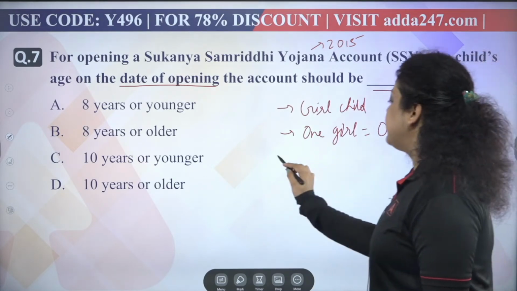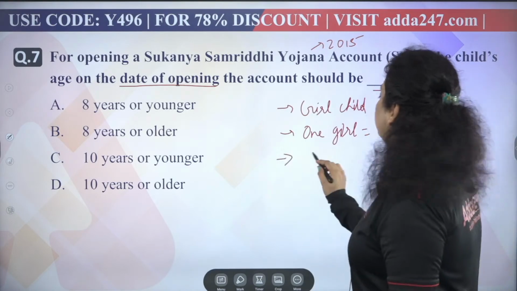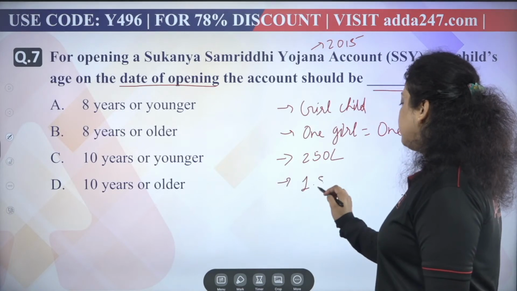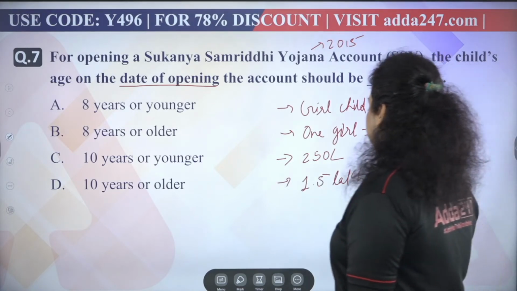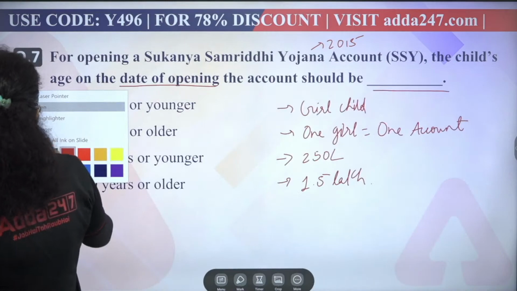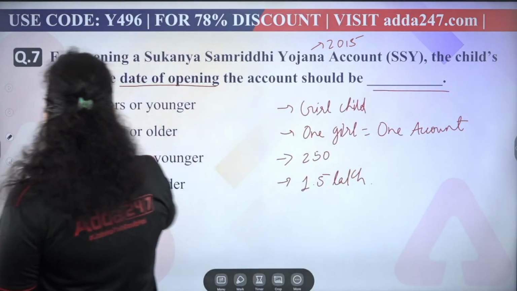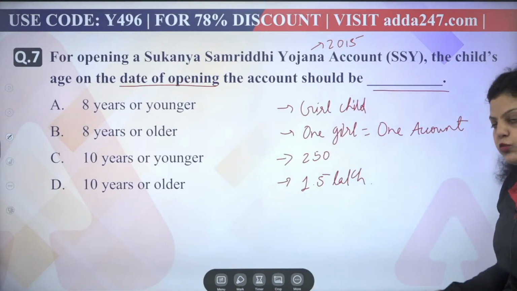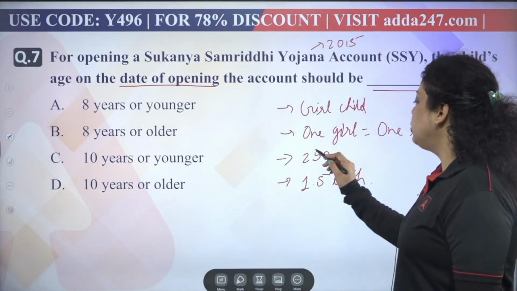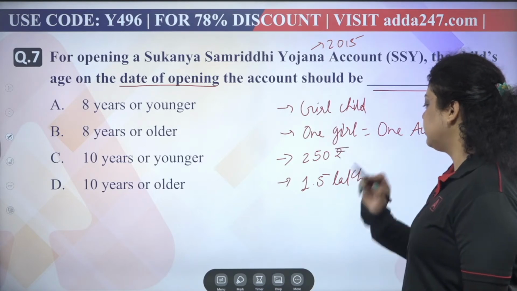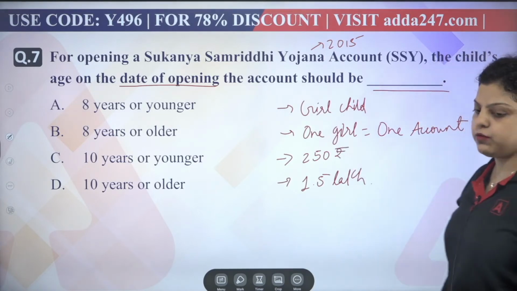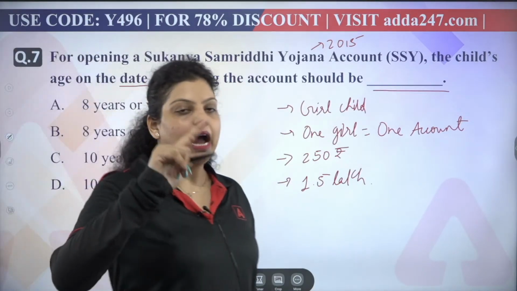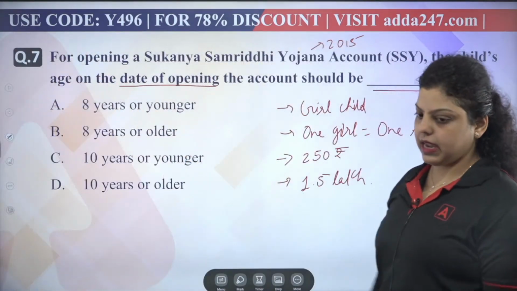The minimum deposit in a year should be 250 rupees, and the maximum in a year should be 1.5 lakh. These are the conditions under this scheme. Initially, when this scheme was launched in 2015, the minimum deposit was 1,000, but it was changed by the Government of India. It is now 250 rupees only. In a financial year, minimum 250 will be deposited and maximum 1.5 lakh can be deposited.